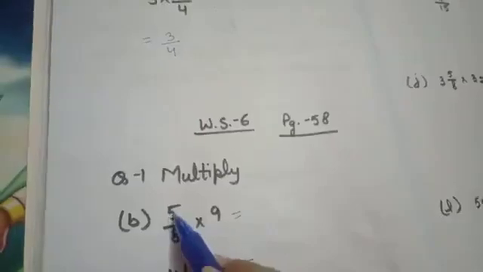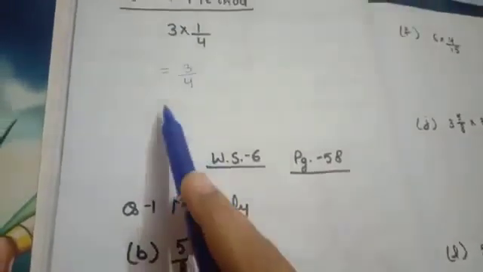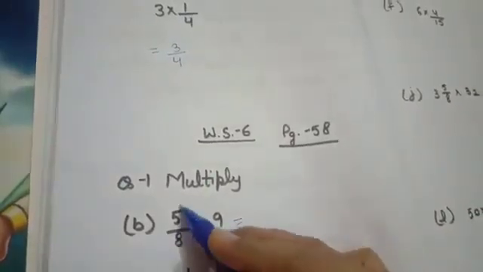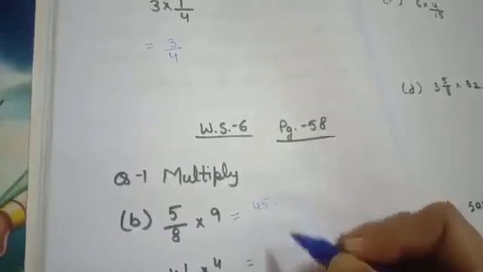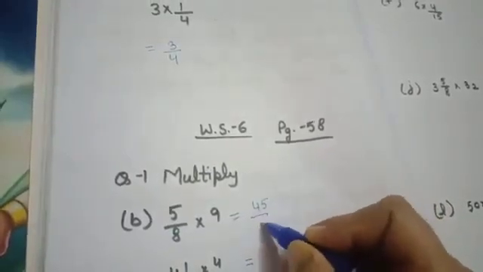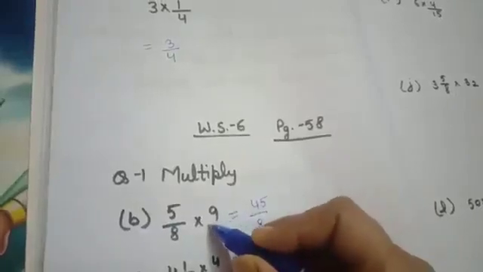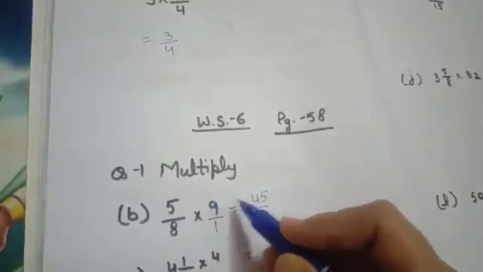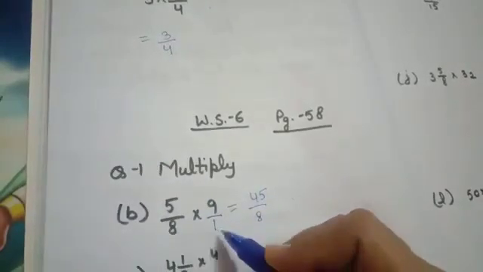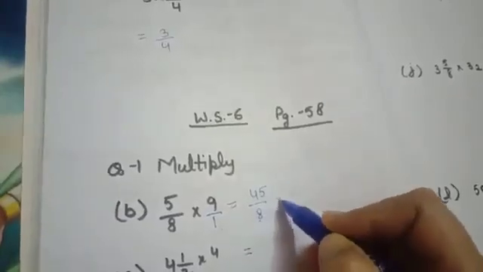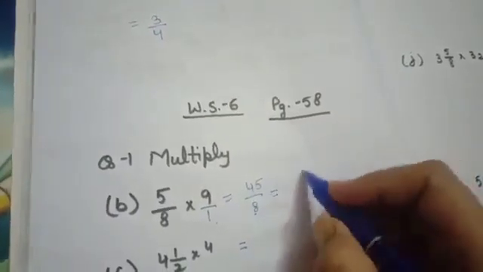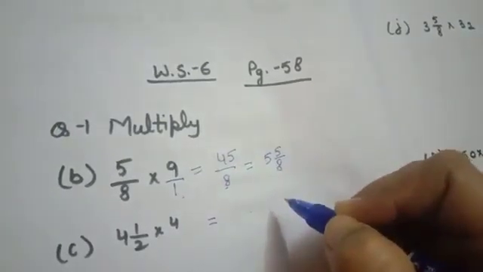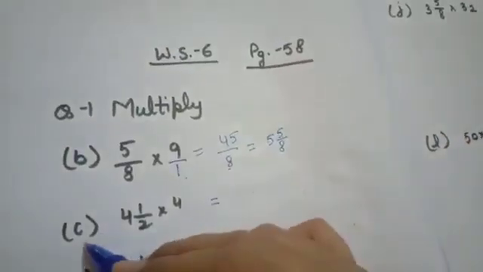Let's discuss B part. 5 by 8 multiply 9. As we did in this example, the numerator is multiplied by this whole. So 5 nines are 45, by 8. We can do one more thing. There is nothing under 9, so we can write 1. Then numerator is multiplied by the numerator. 5 nines are 45. Denominator is multiplied by the denominator. It's 8. And this is our answer. But this is an improper fraction. Convert into mixed number. This is 5 by 8.